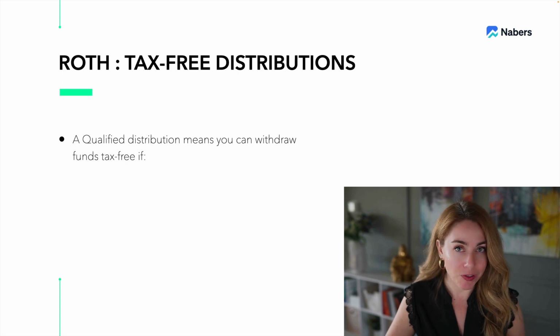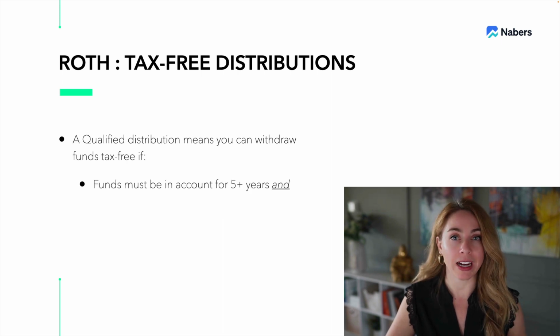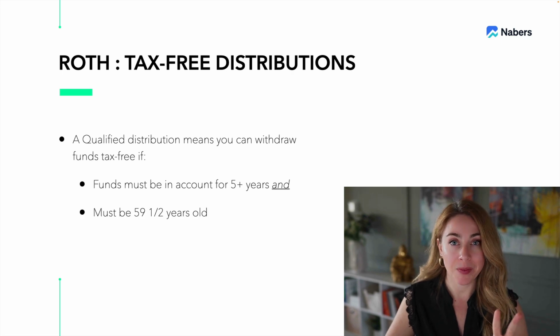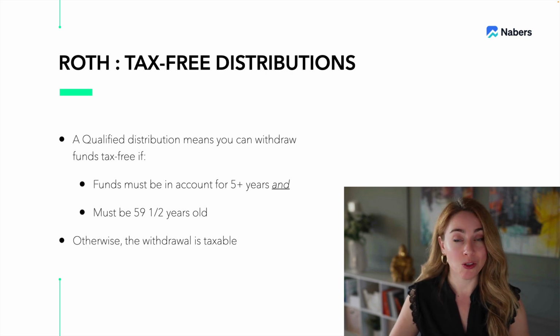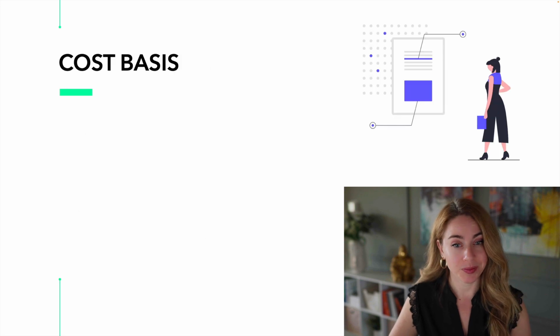So how do you know if you can have a qualified or tax-free distribution? You have to meet two criteria. The funds have to have been in the 401k, in the Roth structure, for at least 5 years or more, and you have to be age 59 and a half. If you meet those two criteria, then those distributions from your Roth account can be tax-free. Otherwise, the distribution is taxable.